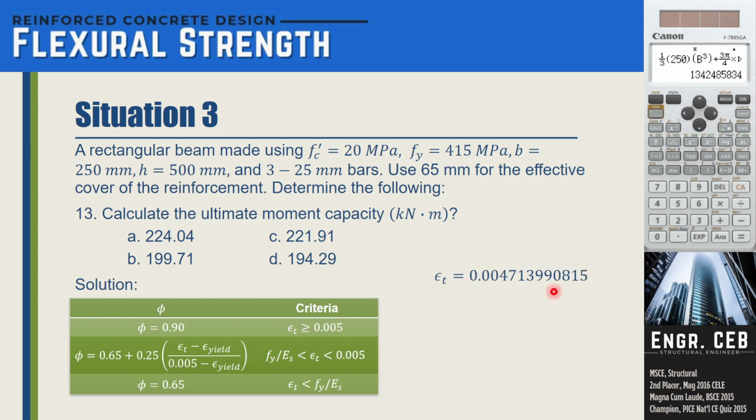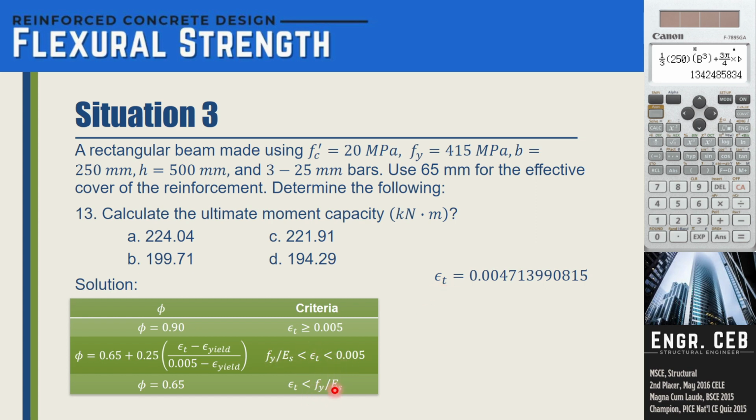Before, we have already computed this, and that is 0.004713990815. So we have to identify on which category it falls. As you can see, it is less than 0.005. So therefore, it will not fall on this criteria. So possibly it falls on this criteria or the third criteria. If you're going to compute the value of Fy over E sub S, you can finally identify on which category this strain will fall. Okay?